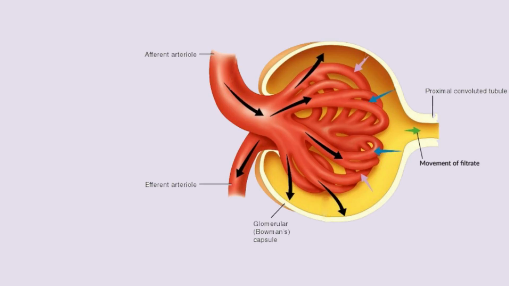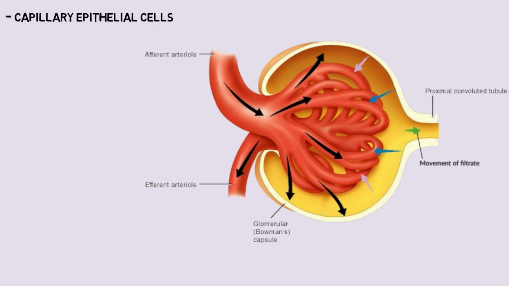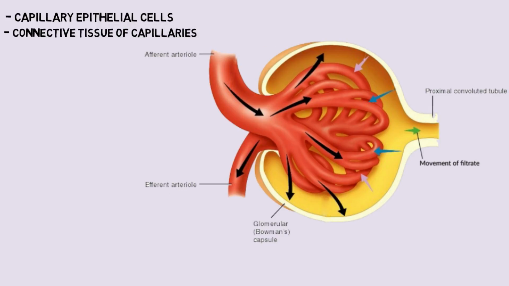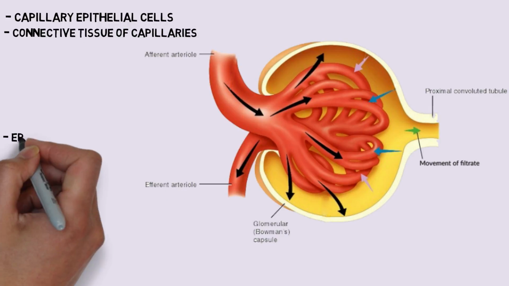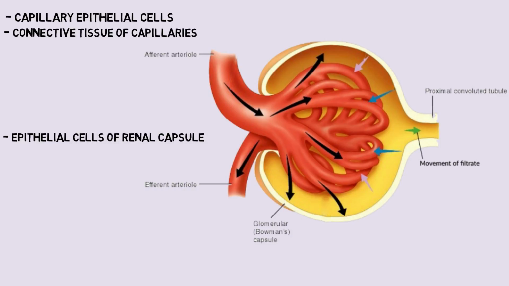The formation of filtrate is not straightforward, and the formation of filtrate is resisted by the following. Number 1. Capillary epithelial cells. These slow down the formation of filtrate. Number 2. Connective tissues of the capillaries. Number 3. Epithelial cells of the renal capsule. Number 4. The hydrostatic pressure of the fluid in the renal capsule.